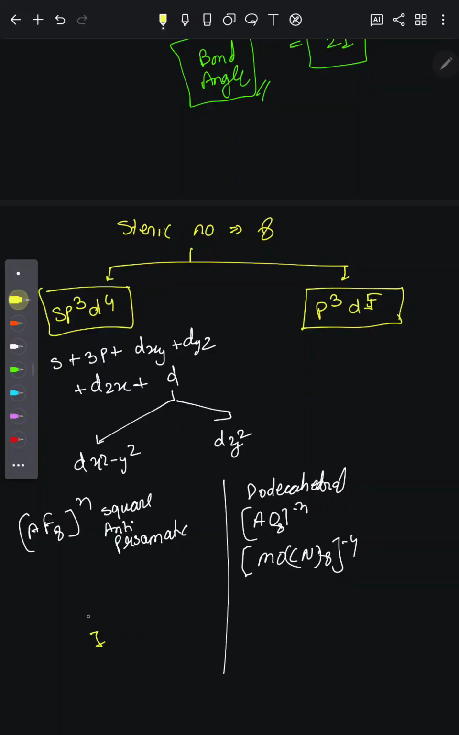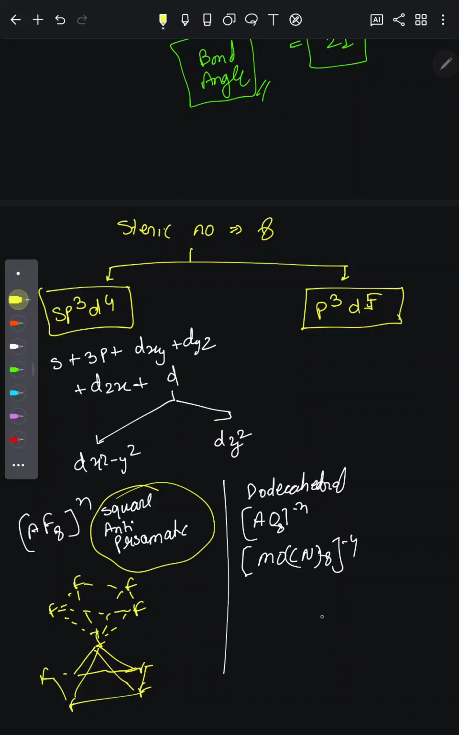Just like one I is present here, and one fluorine is here, one fluorine is here, one fluorine is here, one fluorine is here. So this type of molecule has 4 from the top and 4 at the bottom. So this is the structure of square anti-prismatic. And if we talk about dodecahedral, this is the structure of dodecahedral.